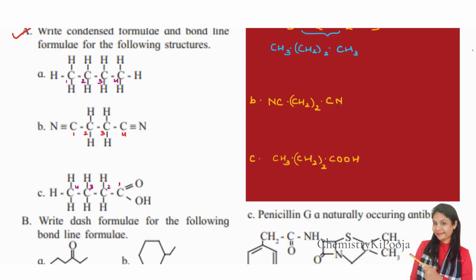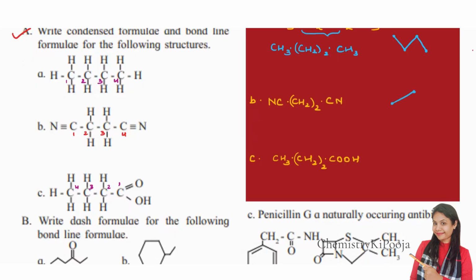Now let us quickly start writing the bond line formula. For the first one, the bond line is again the same. This is the first carbon, second carbon, third carbon and fourth carbon. So this is the bond line formula. Coming to the B structure, it is again of a similar type. I'm going to focus now on the second and the third carbon. So this is the second carbon, this is the third carbon.